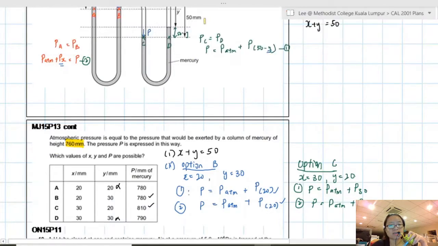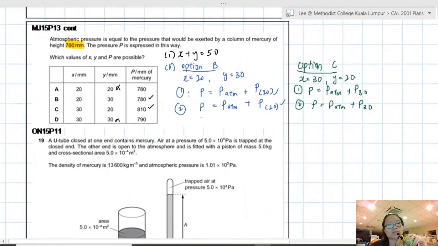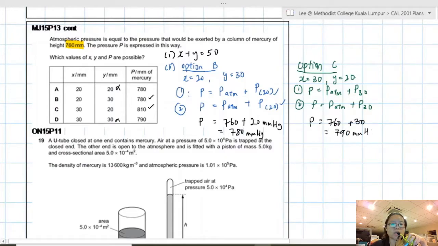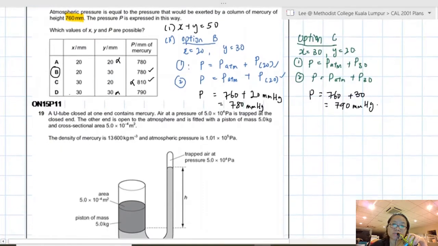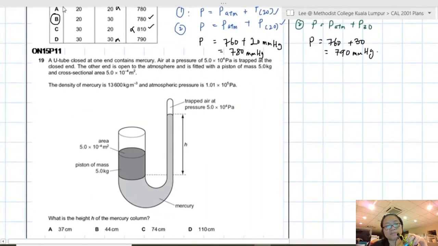Now in the question, you are given that the atmospheric pressure is 760 mm. So let's try and sub and see. Okay, so this P20 is also millimeter mercury. Okay, and then if you check the other one, this is also millimeter mercury. One is 780, one is 790. 810 is out of the question, so your answer is B. Trial and error. More straightforward already. Okay, and finally we arrive at this thing. Don't care about the area.